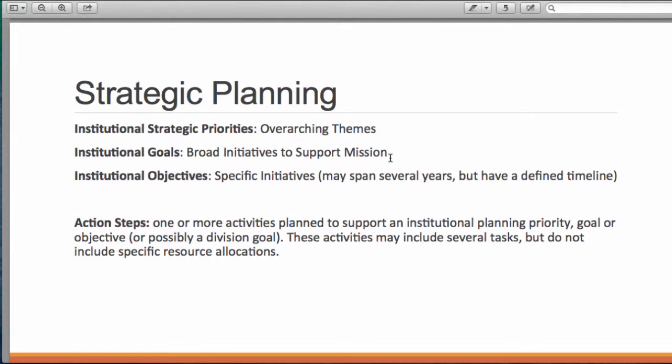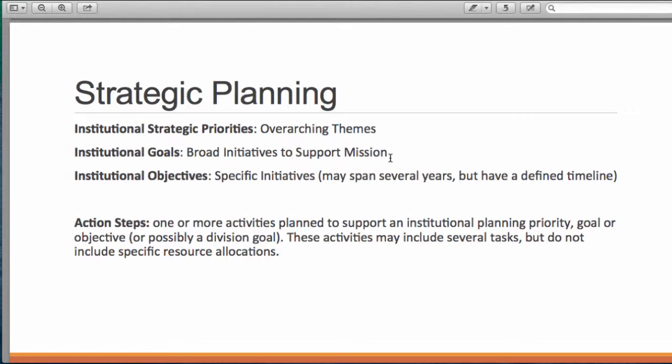When we discuss strategic planning, we use words that you're familiar with, such as strategic priorities, which are the overarching themes or buckets that we like to call them, that address all of the major aspects of the college mission. Our institutional goals are broader, more specific initiatives that are intended to support the mission, but they may have many moving parts. They may involve many divisions or offices on campus and have a very broad impact. The institutional objectives are much more specific than the goals, but they are in support of those goals and then by extension support of the priorities and the overall mission. And objectives may be time specific.